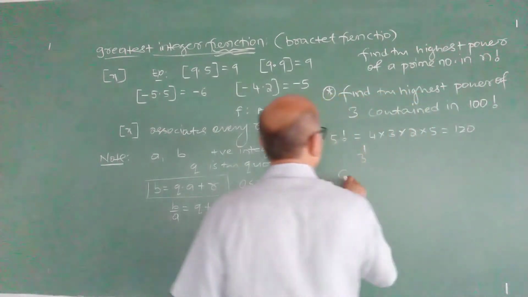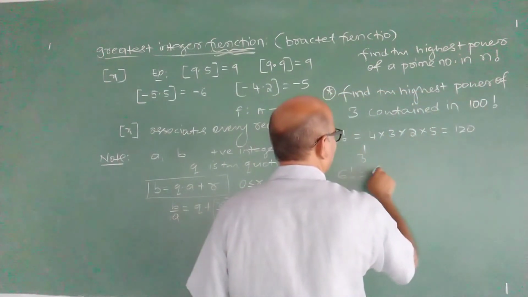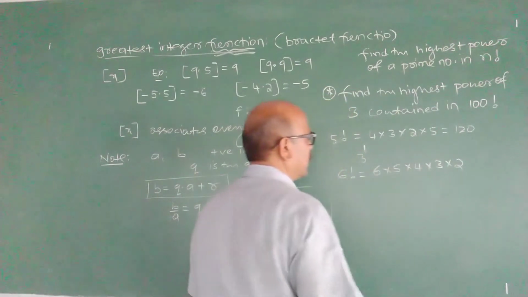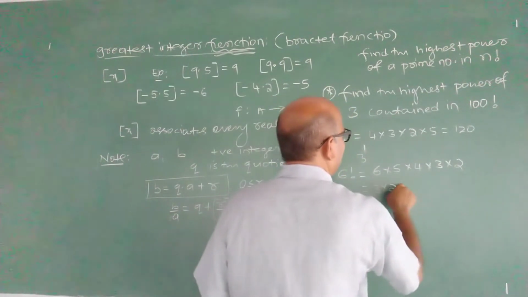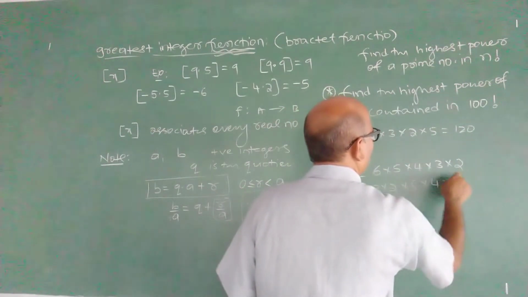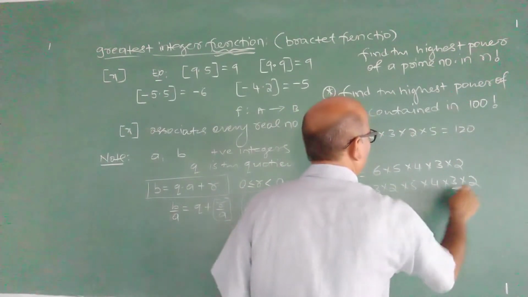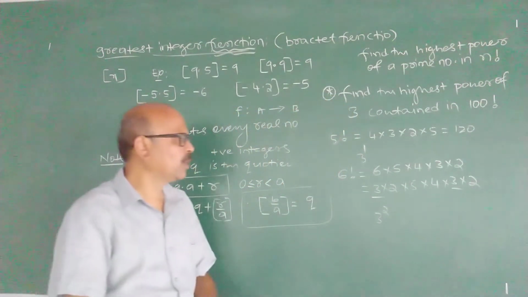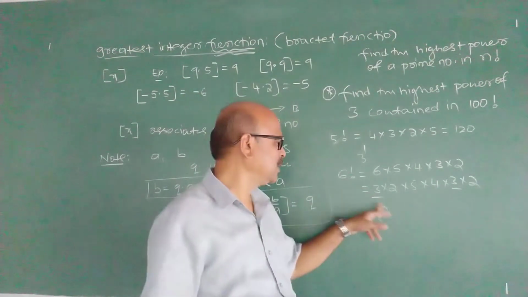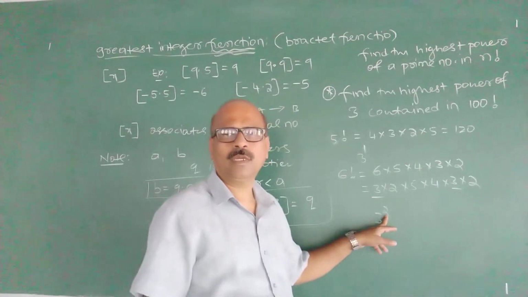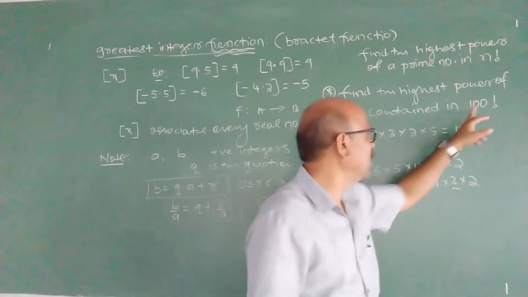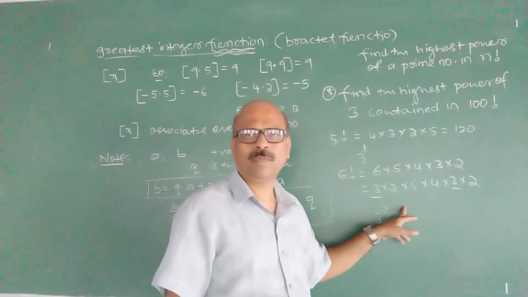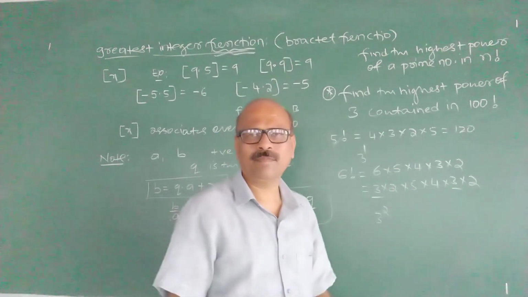But if you take 6 factorial, it is 6, 5, 4, 3, 2. Then this 6 can be written as 3 into 2, into 5, 4, 3, 2. What is the highest power of 3? 3 square is there, so the highest power of 3 contained in 6 factorial is 2. Now, in 100 factorial, we cannot solve the problem by writing it out like this. We should have a certain formula.